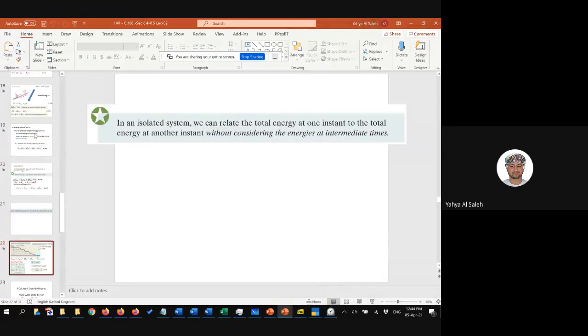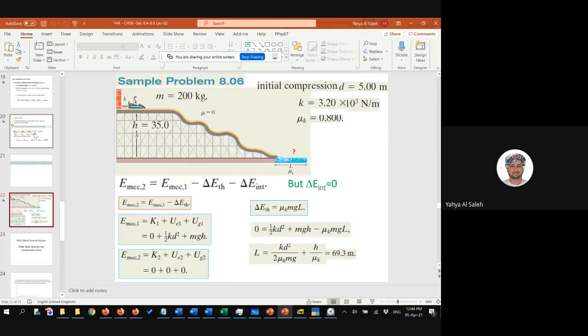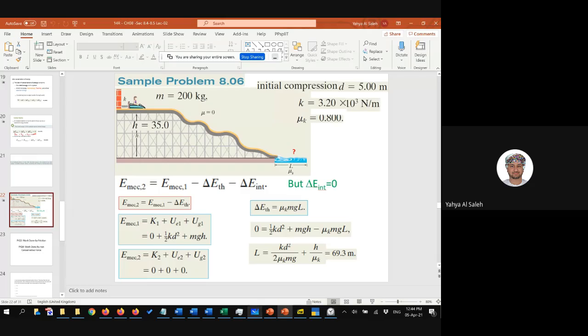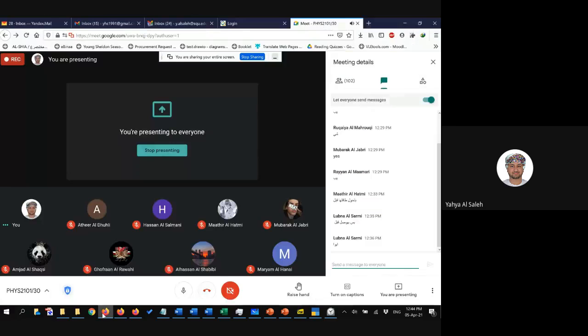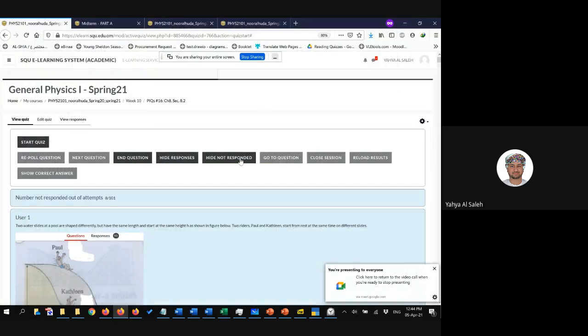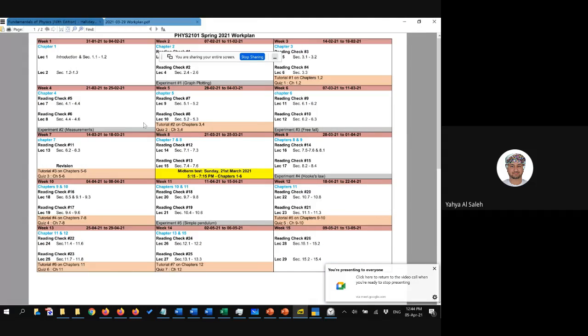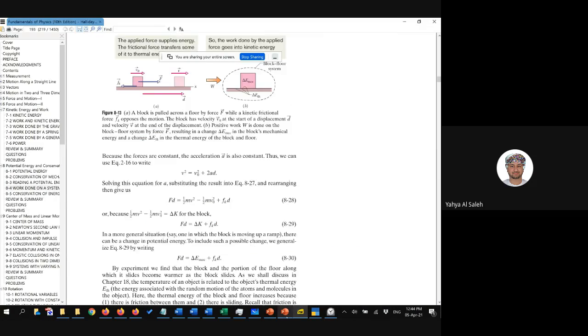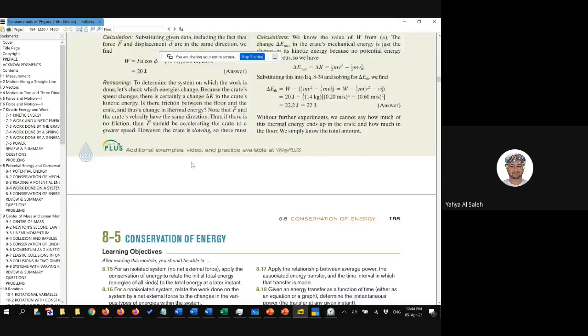So we spoke about forces, we did sections 8.4 and 8.5 last week as well. So let's do a sample problem and we'll do it together. I have way too many tabs open. Okay. Not this. This. And we go to 8.06.